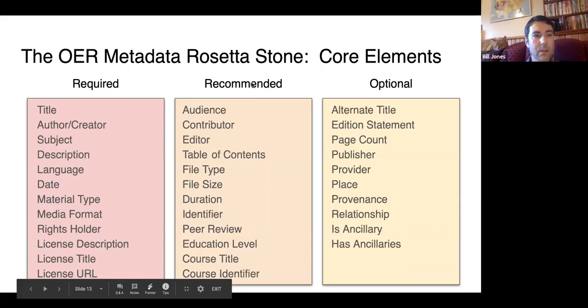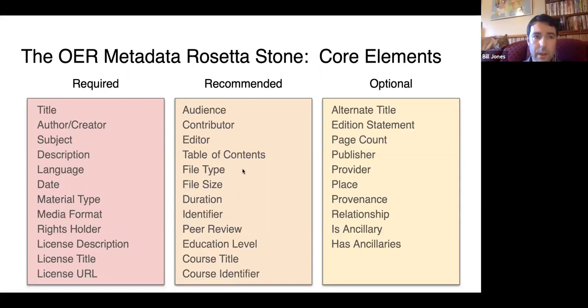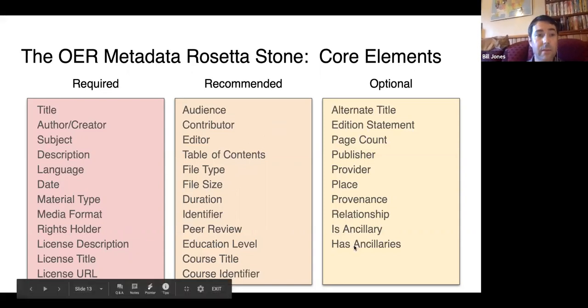The recommended elements were things that would be really, really nice to have, and almost so nice that we'd have them be required, but they might not always be available, so we can't make them required. They would also be very helpful in findability and discoverability.